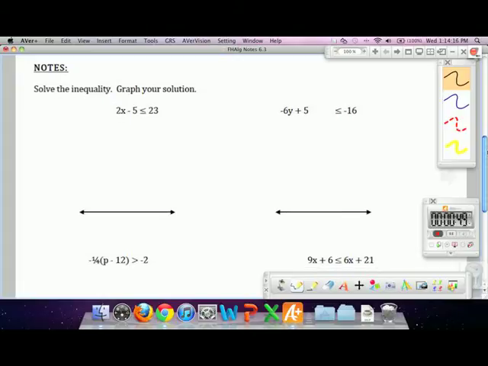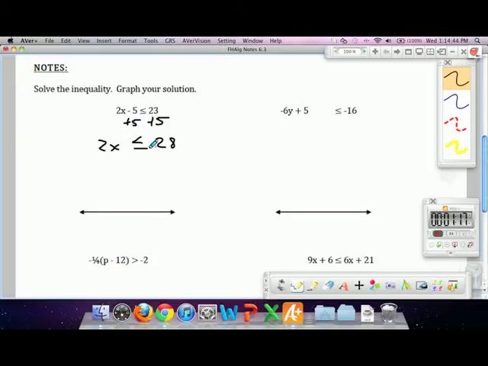All right, we'll solve this inequality. Well, what's the first thing we need to do to get x by itself? Add 5. So undo this minus 5. We add 5. So 2x is compared to 28. Does the sign flip or stay the same? 23 plus 5 is 28.